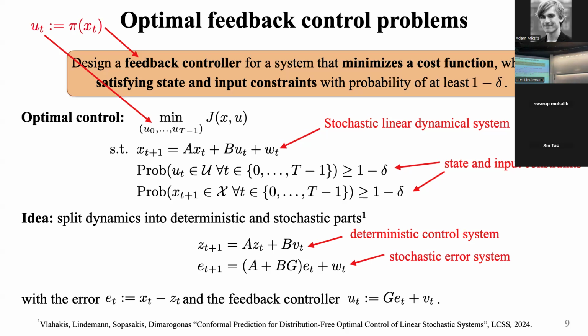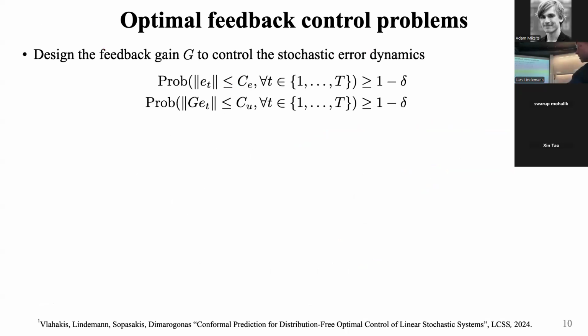Now we can design an open loop or a feed forward term V of t here, while we can design the gain of this feedback controller to minimize the effect of the error system. Okay, and that's what we did. We designed the feedback gain to control the stochastic error dynamics. So we're controlling kind of the error itself at each time step. And the feedback gain G of E of t gives you the control signal here.